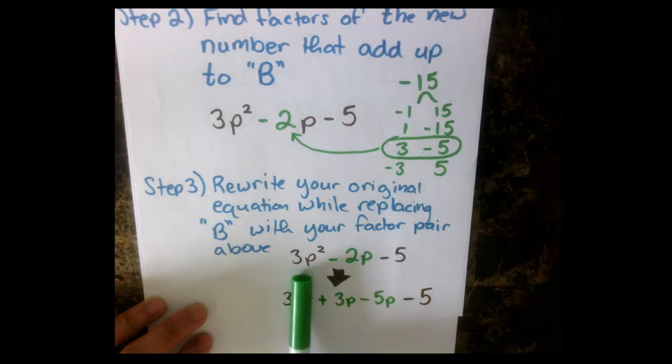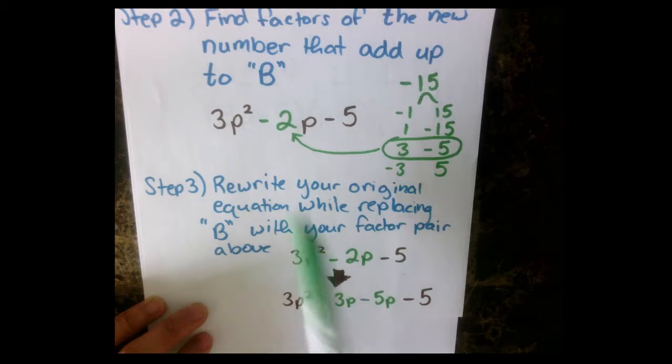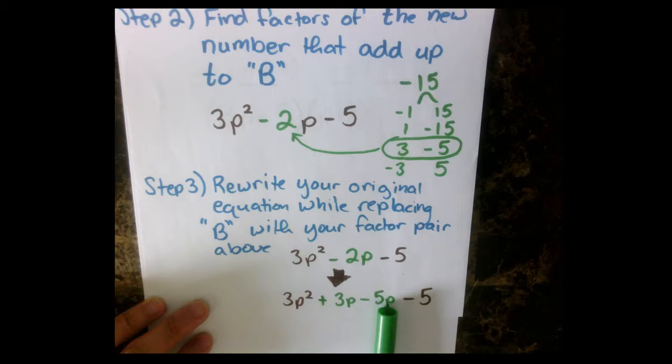Okay, so rewrite the original equation. 3p squared, that hasn't changed. Negative 5 didn't change. In the middle here, this negative 2p, I'm changing it now to positive 3p minus 5p. It also doesn't matter what order I write these in. It would work out either way. Okay, I could have written this as minus 5p then plus 3p.